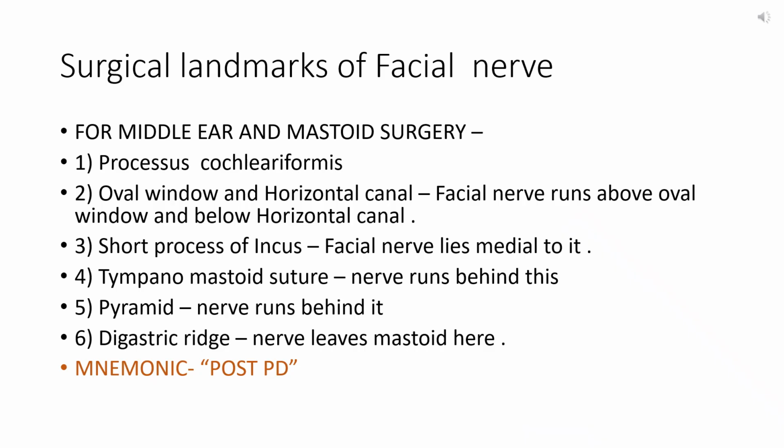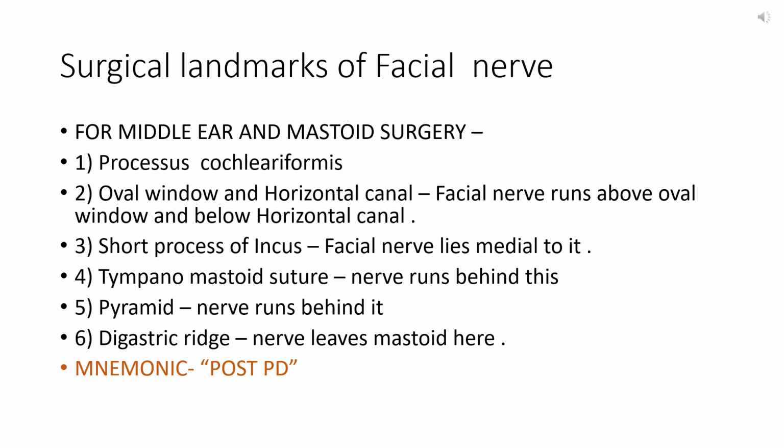Now coming to another important part, that is surgical landmarks of the facial nerve. So what are the important surgical landmarks? It has been divided into two categories: landmarks for the middle ear and mastoid surgery, and landmarks for the parotid surgery. So first of all, we will see the landmarks for the mastoid surgery.